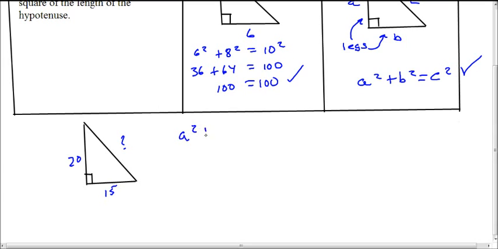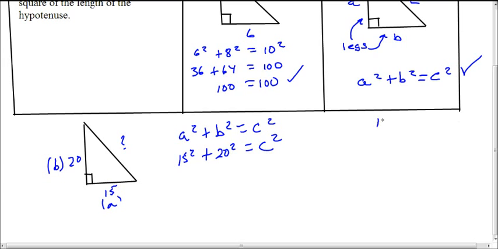A squared plus B squared is equal to C squared. We can call this A, we can call this B, and I'm saying we just could call it. Okay, so I see 15 squared plus 20 squared will give us C squared. Now we need to do some math.